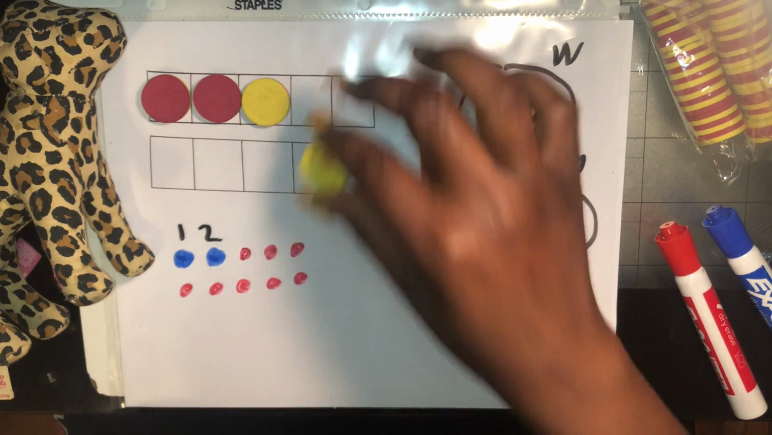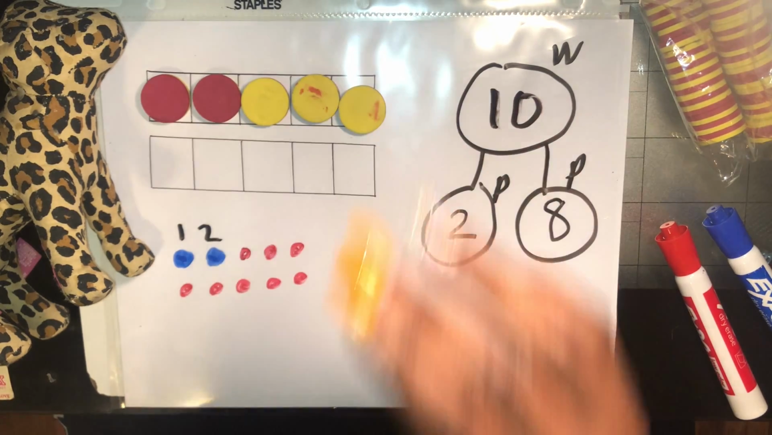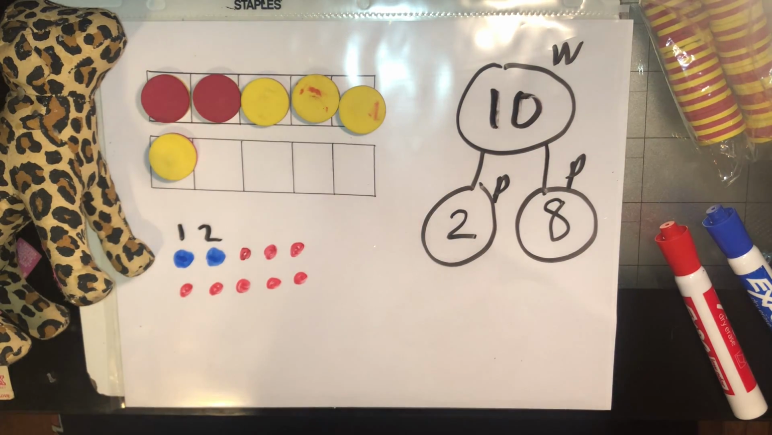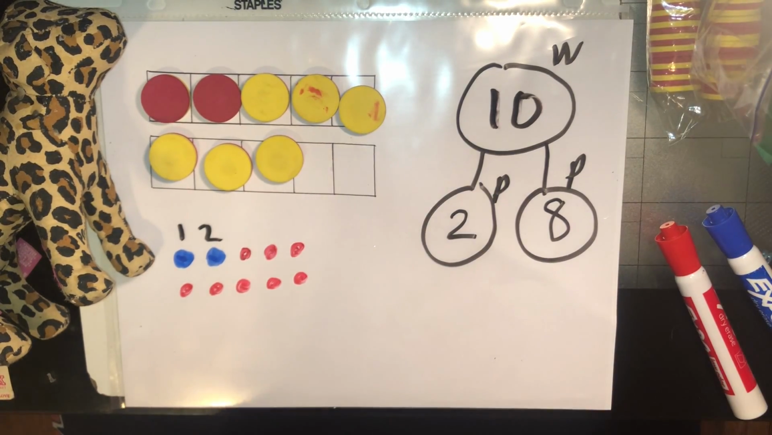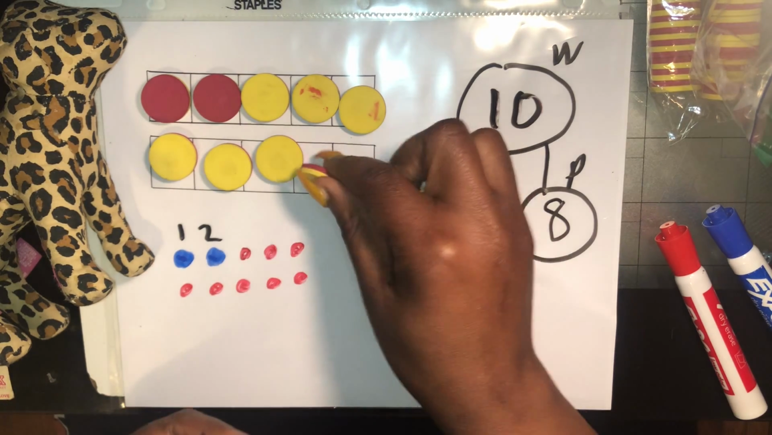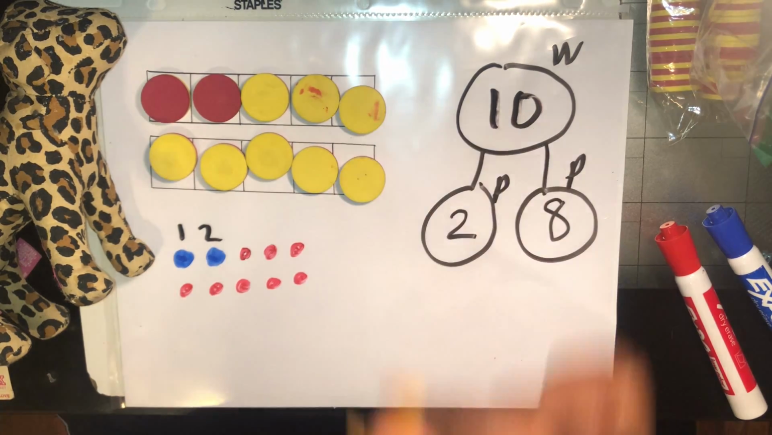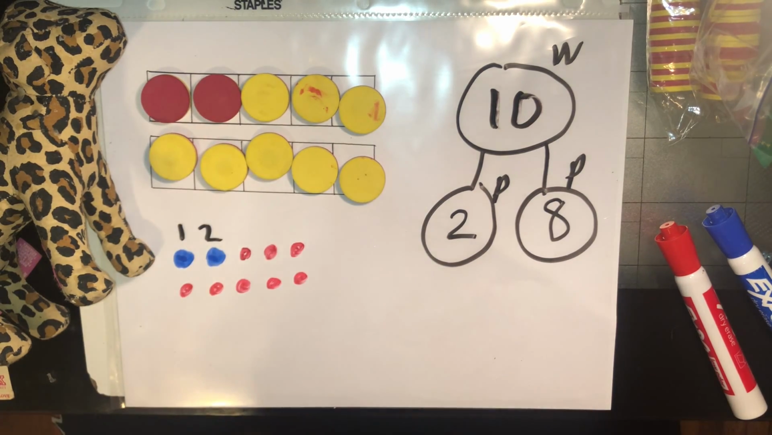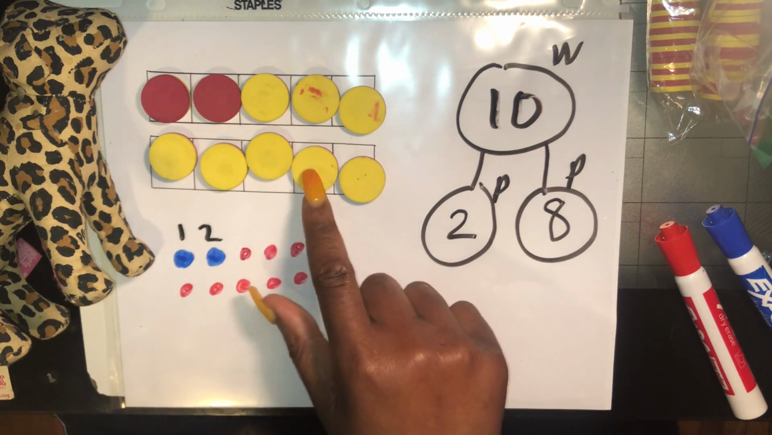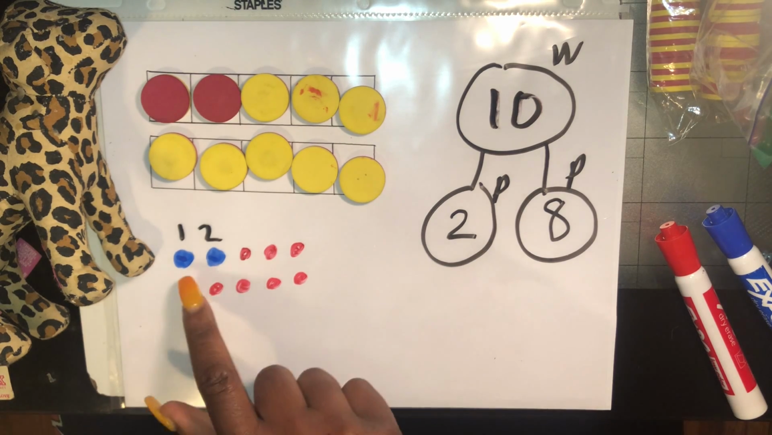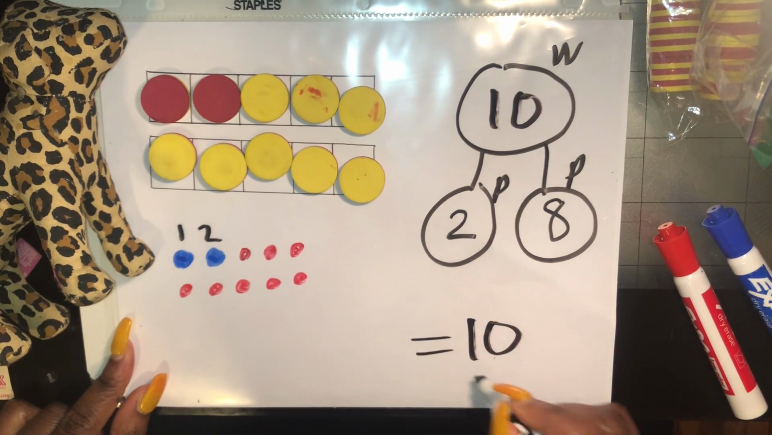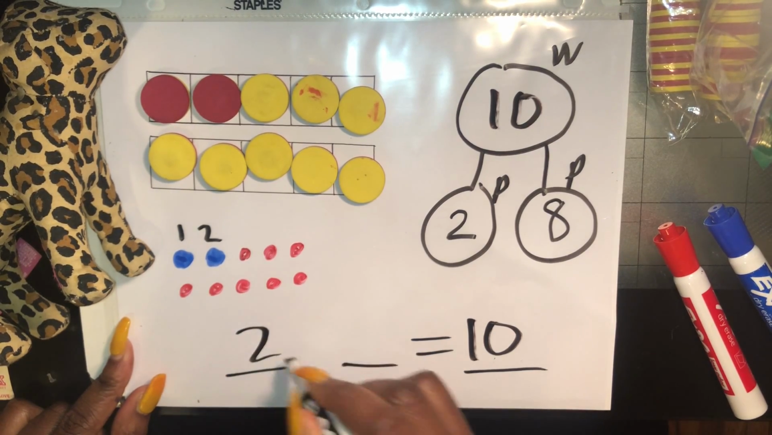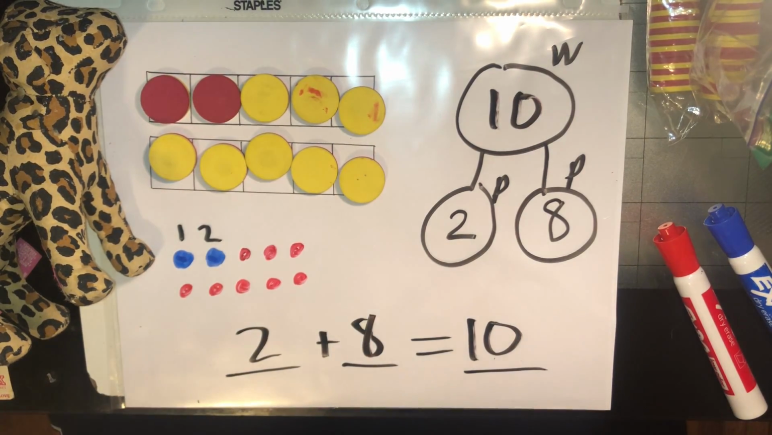1, 2, 3, 4, 5, 6, 7, 8. So I have 2 red and 1, 2, 3, 4, 5, 6, 7, 8 yellow. So I had 2. I would need 8 more to make 10. One way that I could write that as an equation is equal 10, because I know 10 is my whole. And I could say 2 plus 8 equals 10.